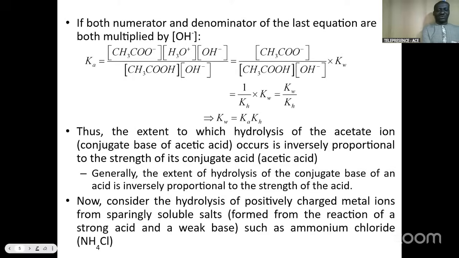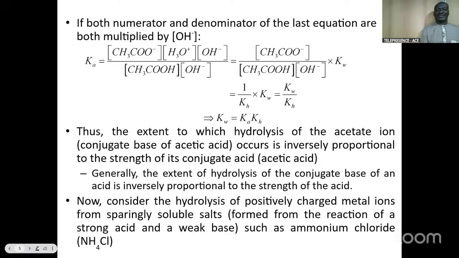Oh, sorry, I didn't even have a space here. All right, that makes it easy. Of course, I've written what I meant to write here. So the KH we have obtained is simply equal to KW over Ka. That's what I've just derived in the previous slide. Okay, let's see what happened to the next. All right, what you have there is just what I've just explained.